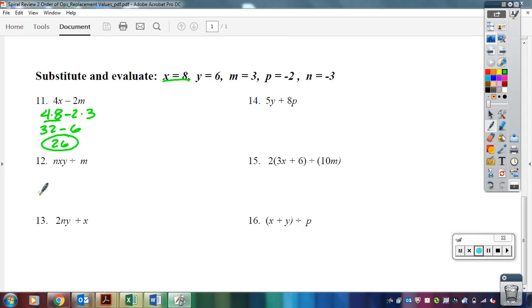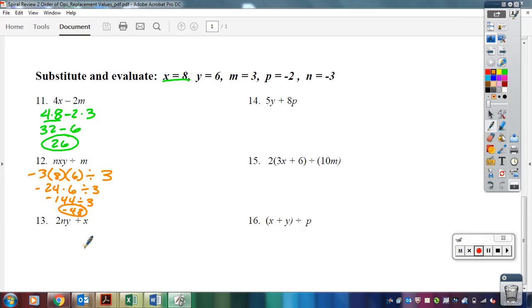Number 12, let's plug in some values. N is negative 3, so it's negative 3 times x, which is 8, times y, which is 6, divided by m, which is 3. So negative 3 times 8 times 6 is negative 24 times 6, divided by 3. Negative 144 divided by 3, which is negative 48.